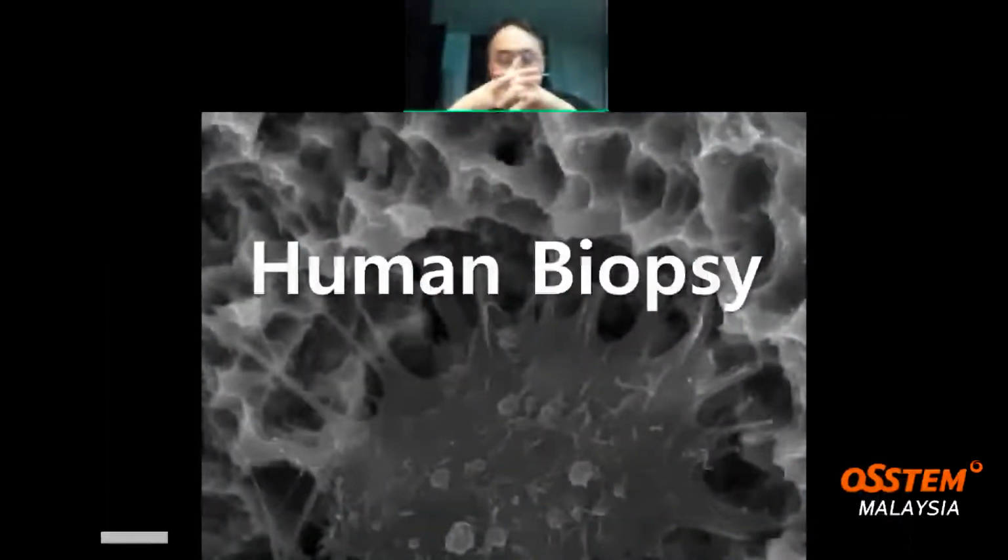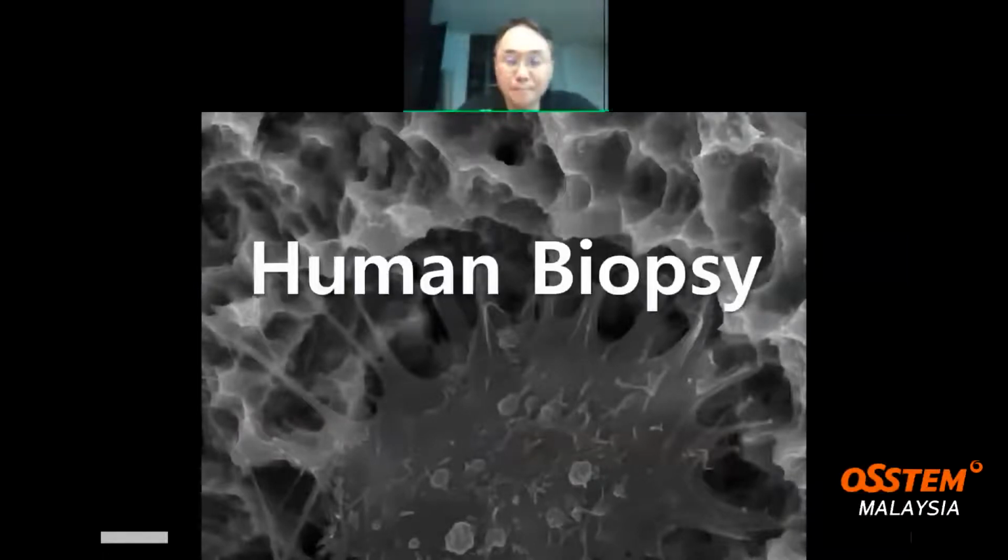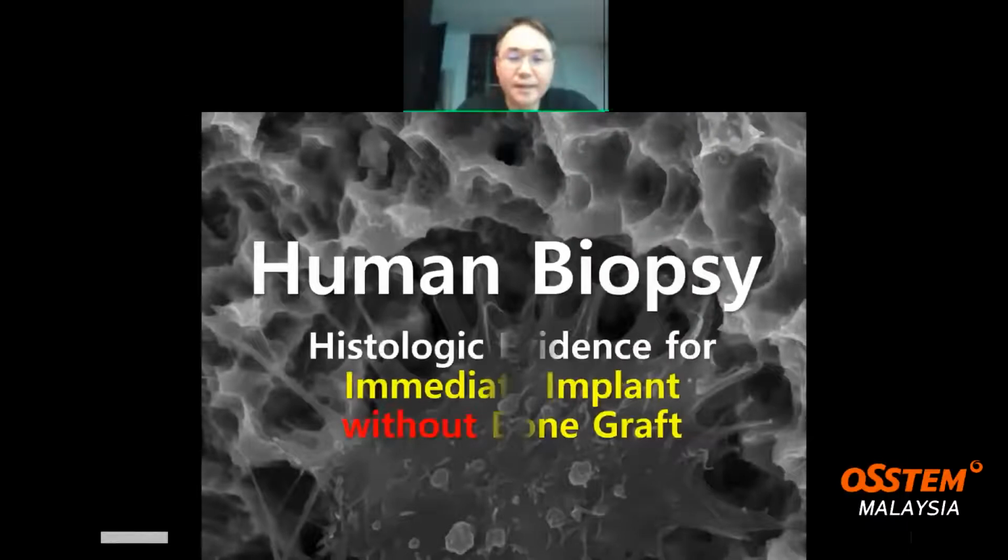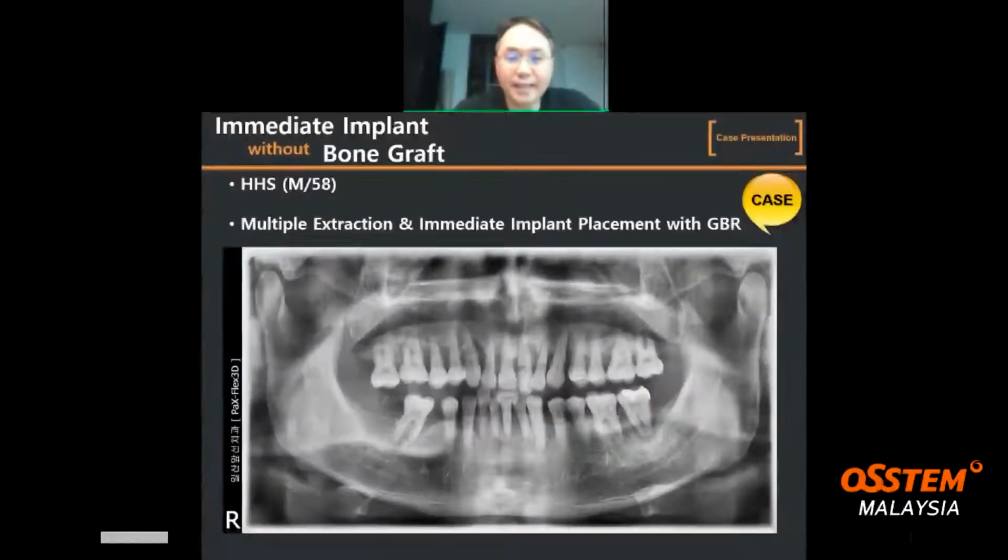So I performed human biopsy to find out clinical evidence. So let's see this case. Immediate implant placement was done in the maxilla, except the left first and second premolars. The remaining teeth were extracted, and then immediate implant placement was done.